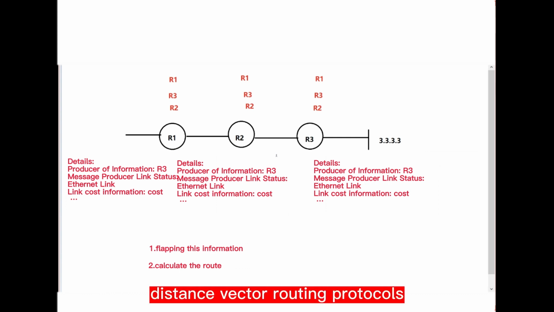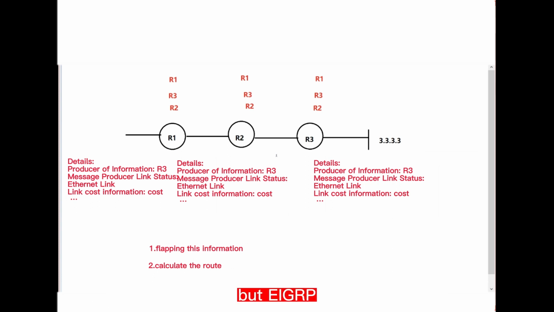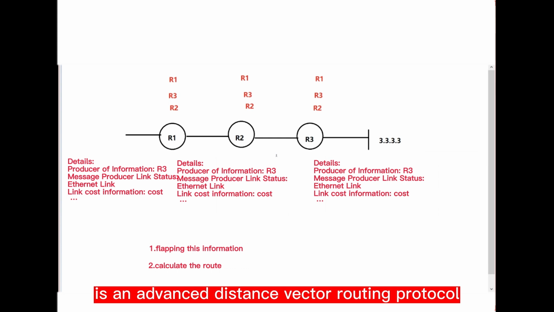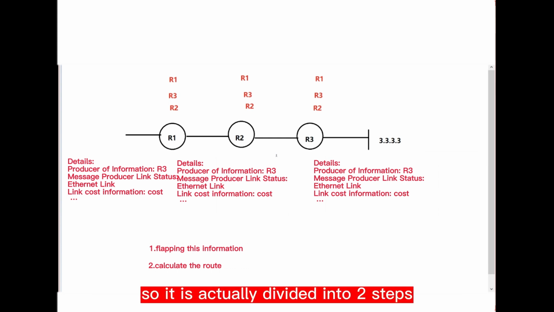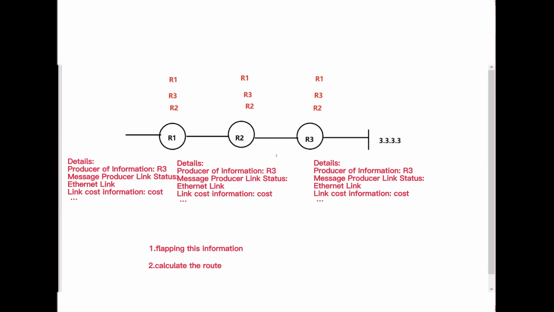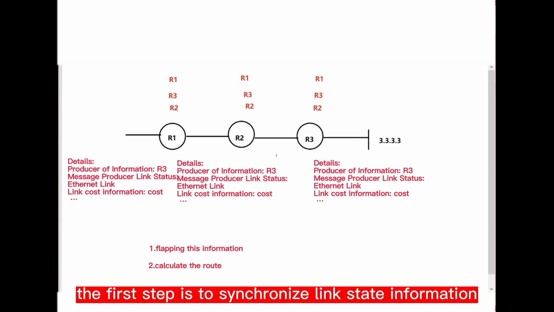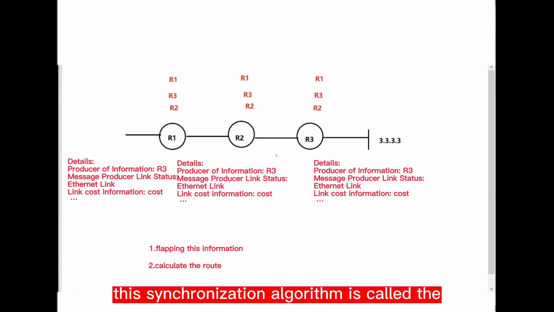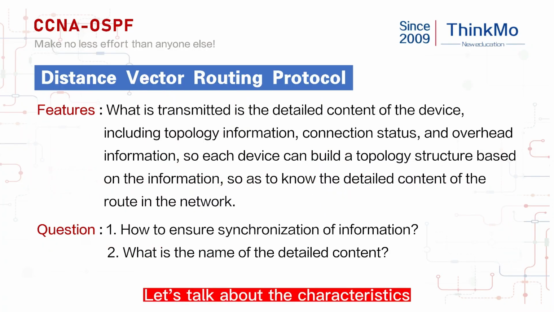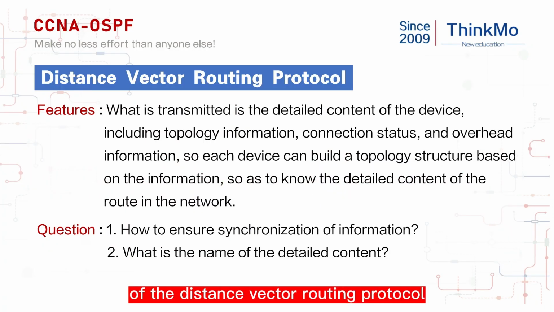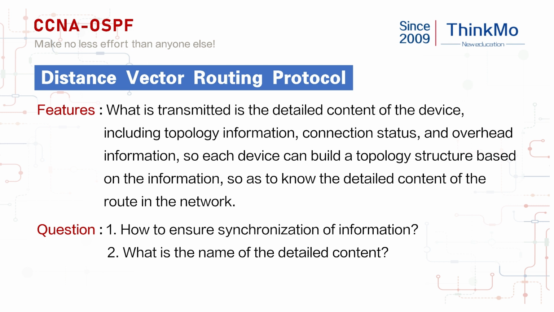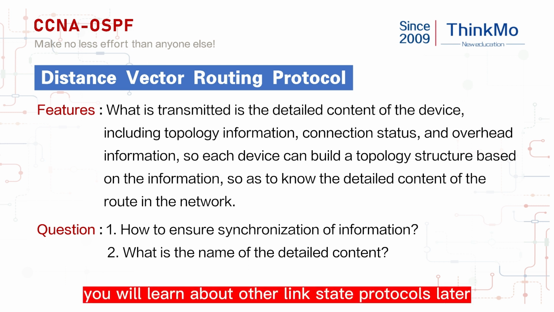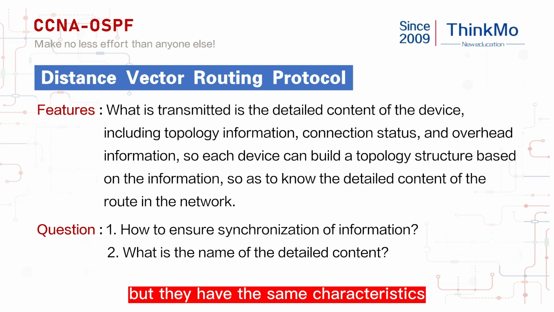Distance vector routing protocols are relatively inferior to link state protocols. But EIGRP is an advanced distance vector routing protocol. So it is actually divided into two steps. For the equipment, the first step is to synchronize link state information, then go to calculate the route. This calculation algorithm is called the SPF algorithm. Let's talk about the characteristics of the link state routing protocol. You will learn about other link state protocols later, but they have the same characteristics.